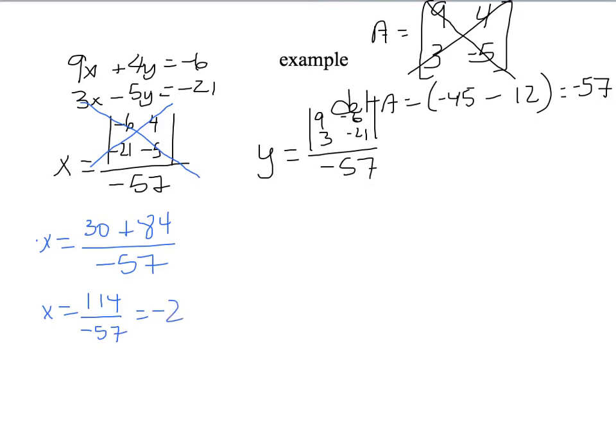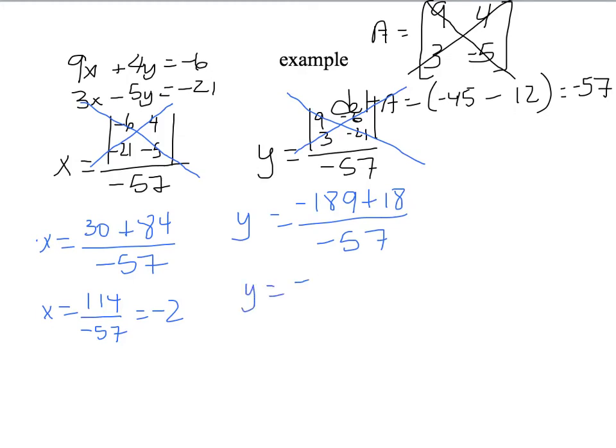Y is 9 times negative 21, or negative 189, minus 3 times negative 6, which is negative 18. Subtracting a negative is like adding, all over negative 57. So negative 189 plus 18 is negative 171, all over negative 57. And I'm going to venture to guess that if I divide negative 171 by negative 57, I get 3.